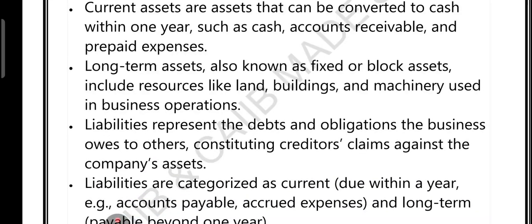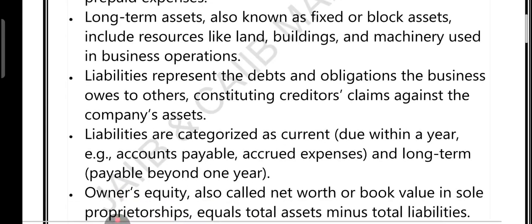Current assets are short term. They are converted to cash within a year, within 12 months. For example, cash, accounts receivable, prepaid expense. So cash is a kind of current asset. Prepaid expense, meaning expense that you have already paid, is a kind of current asset. Accounts receivable is a kind of current asset.